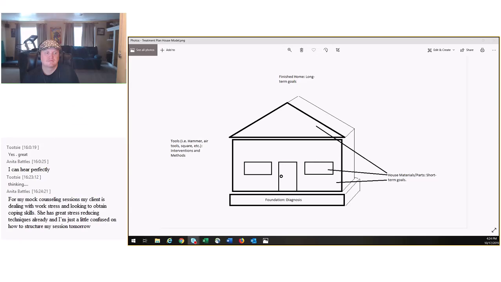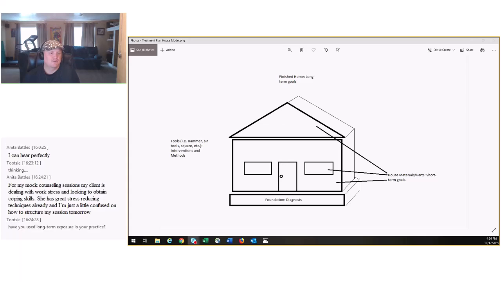All right, so this first one: for my mock counseling sessions, my client is dealing with work stress and looking to obtain coping skills. She has great stress reducing techniques already, and I'm just a little confused on how to structure my session tomorrow. Okay? And then, have you used long-term exposure in your practice? So I'll answer the first one.